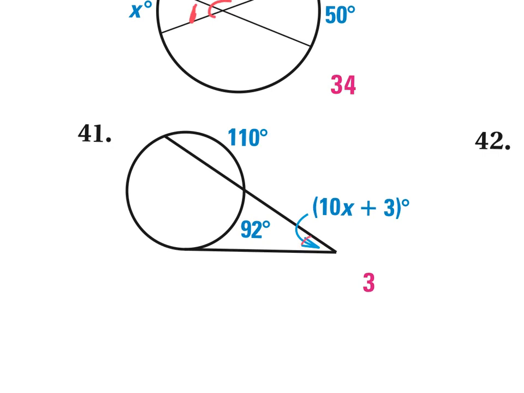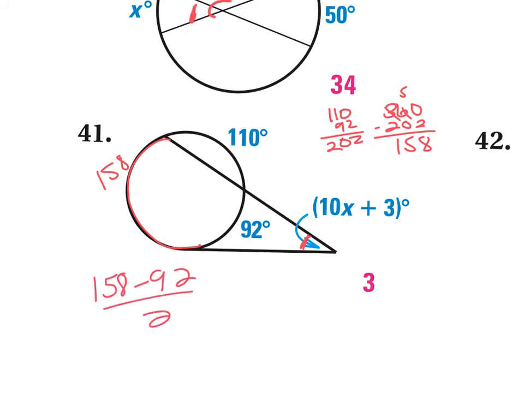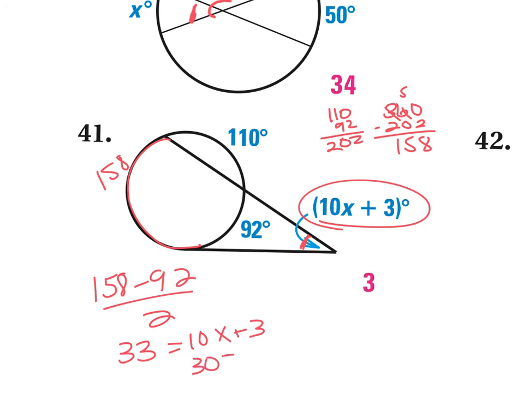41, so same, it's still an exterior angle. I need this arc first though. So I do 110 plus 92 and subtract that from 360. That's 158, and then I would do 158 minus 92 divided by 2, which is your 33, and that's what this equals. So 33 equals 10x plus 3, subtract the 3, and divide by 10, and x is 3.